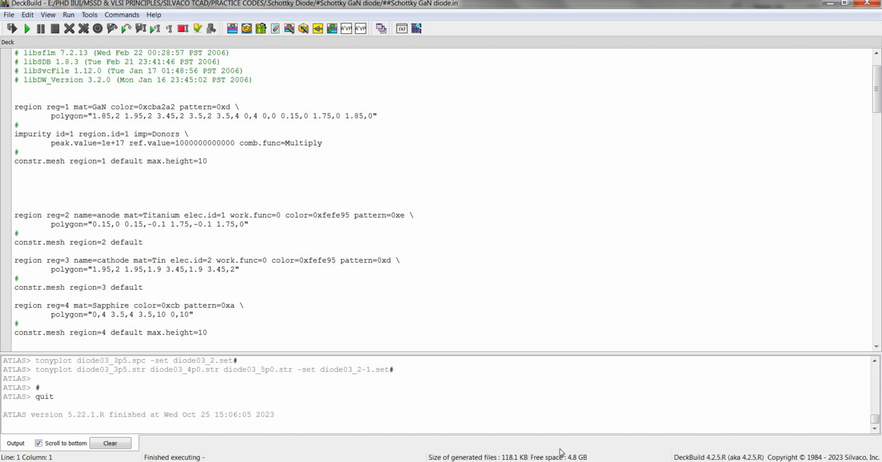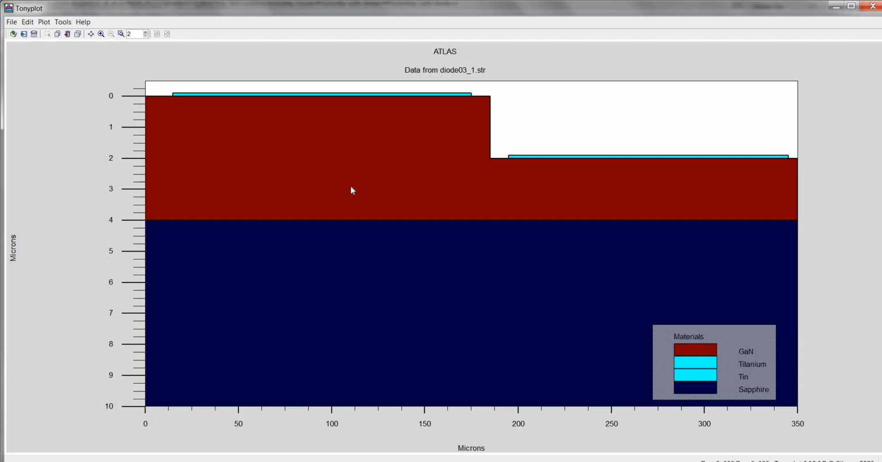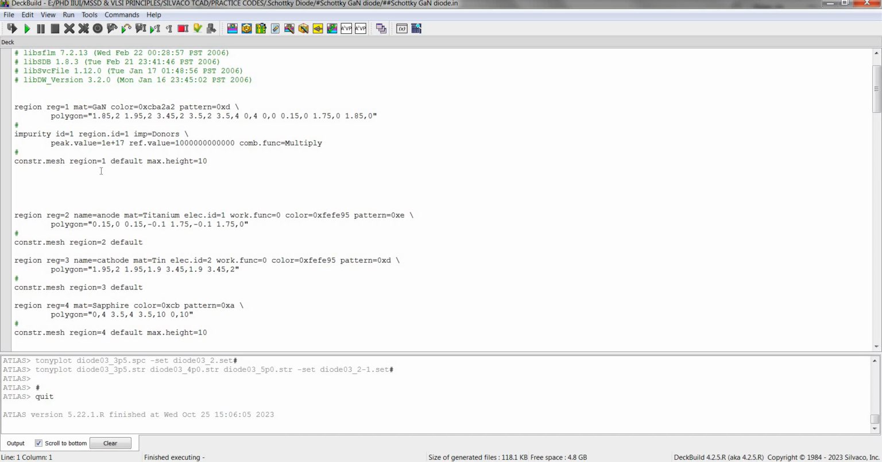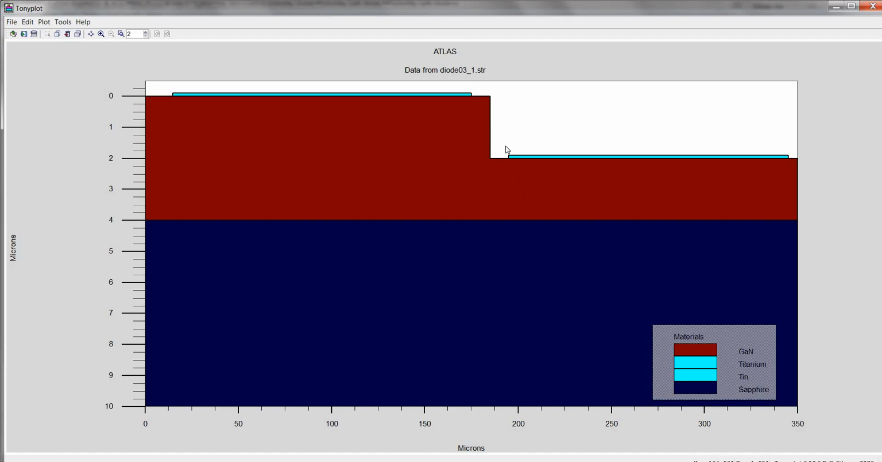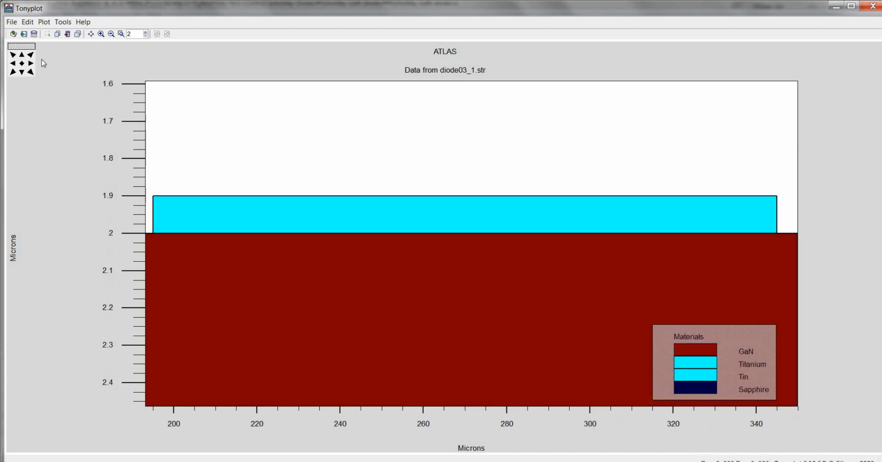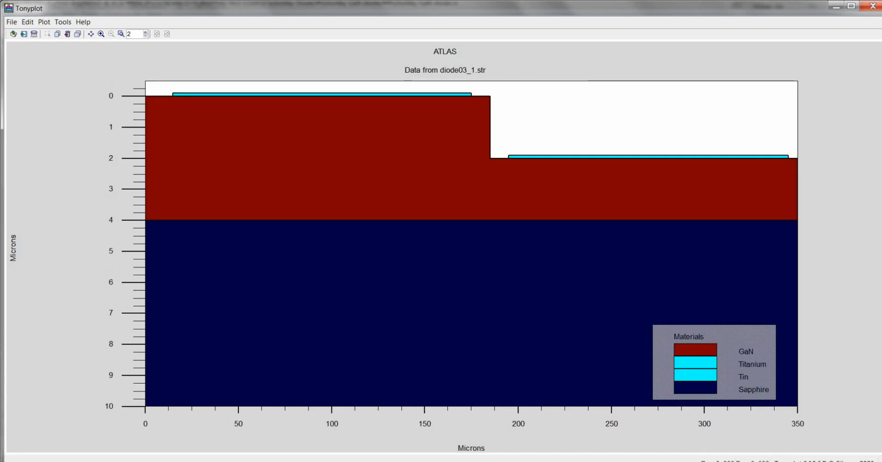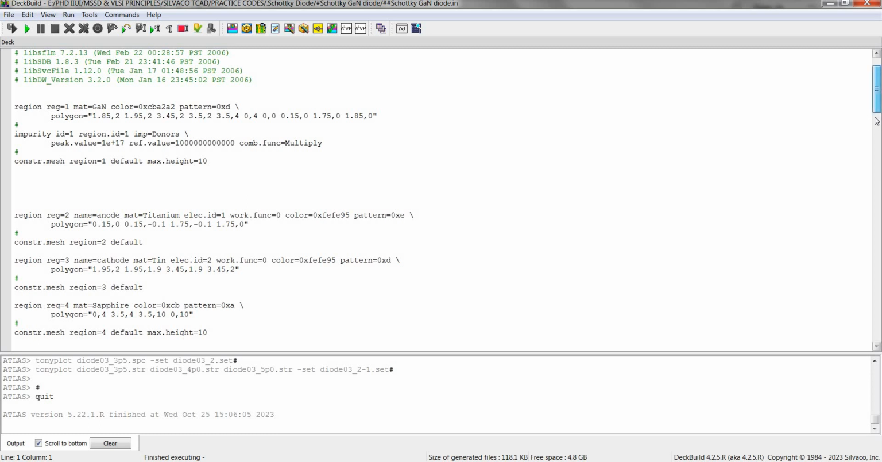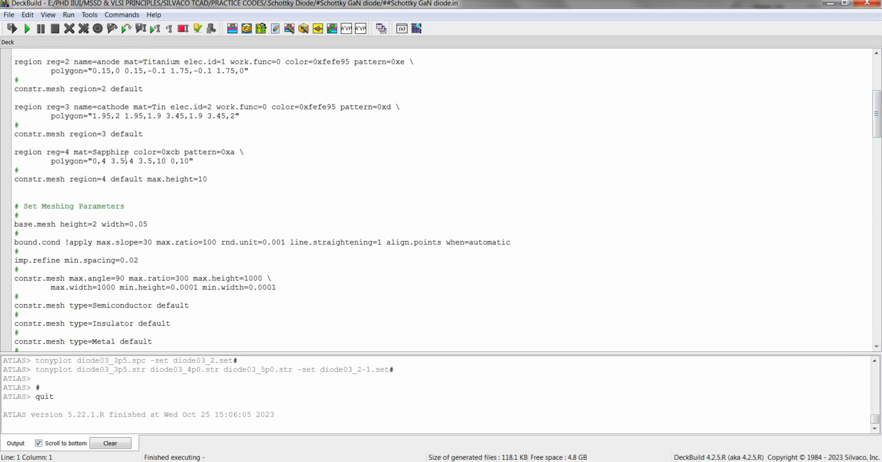The material is titanium. So this is our region number 2, titanium based. Region number 3 is anode. The material is tin. Here is our region number 3. The material is tin. Let me zoom it out once again. And region number 4 is sapphire. As I already told you in the previous lecture, gallium nitride is generally grown on some sort of substrate, and in this example our substrate is sapphire.